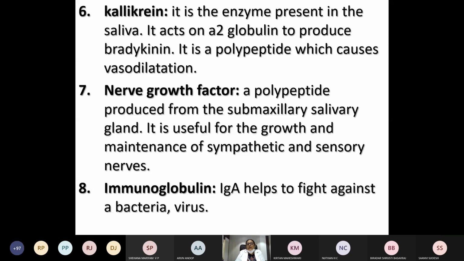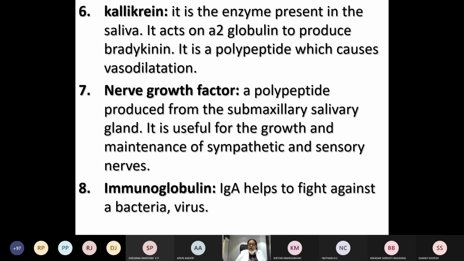Kallikrein. It is an enzyme present in the saliva. It acts on alpha 2 globulin to produce bradykinin. It is a polypeptide which causes vasodilatation. Nerve growth factor, a polypeptide produced from the submaxillary salivary gland. It is useful for the growth and maintenance of sympathetic and sensory nerves.